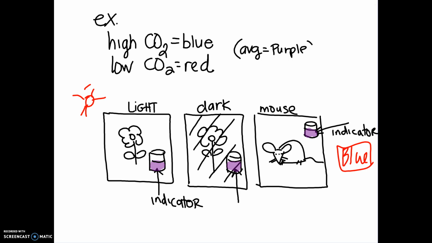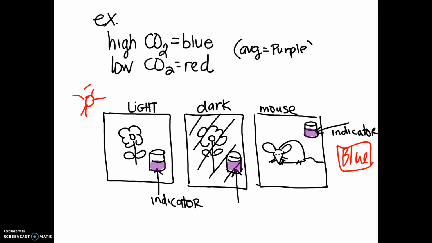So let's say that I tell you that I have an indicator, and the indicator in an average amount of carbon dioxide is purple. If the levels of carbon dioxide go up, that indicator turns blue, and if the levels of carbon dioxide go down, that indicator turns red. And then I give you situations, and I ask you, what color will the indicator turn? So the first situation I could give you is a plant in the light.